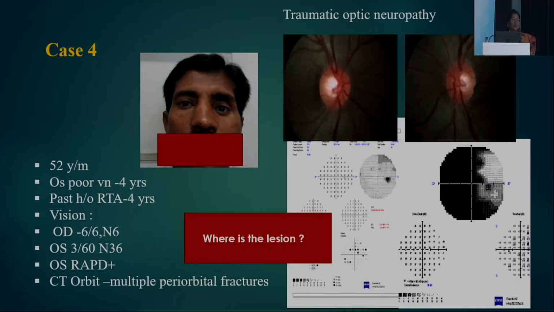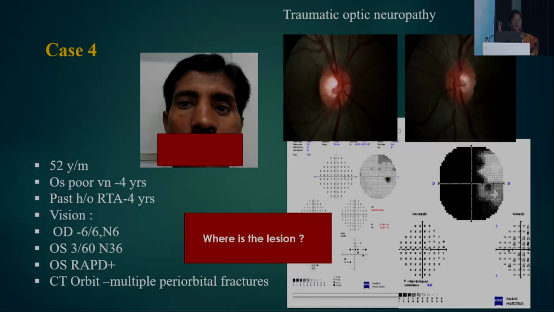So this is a guy who presented to us with a drop in vision for 4 years, and he had a road traffic accident 4 years back. After that, vision dropped in the left eye, and you can see definitely he has a lot of facial asymmetry on the left side. His vision in the left eye was 3/60, and there was a relative afferent defect, and the CT had multiple orbital fractures. So this is a visual field what you see, and that's the optic nerve head as a photograph. Could you see something which is not very typical in the optic nerve appearance?